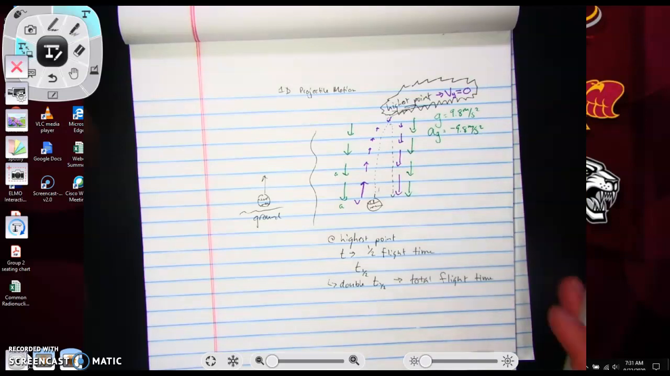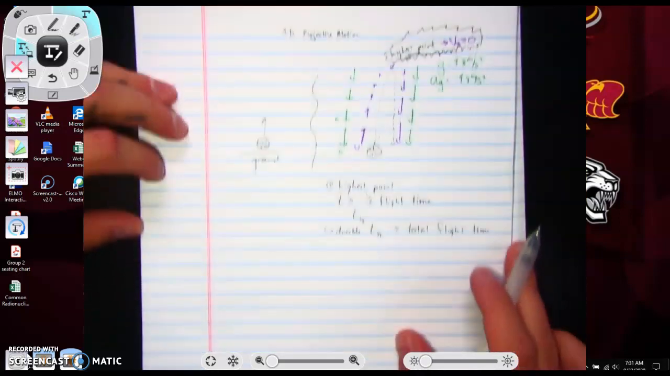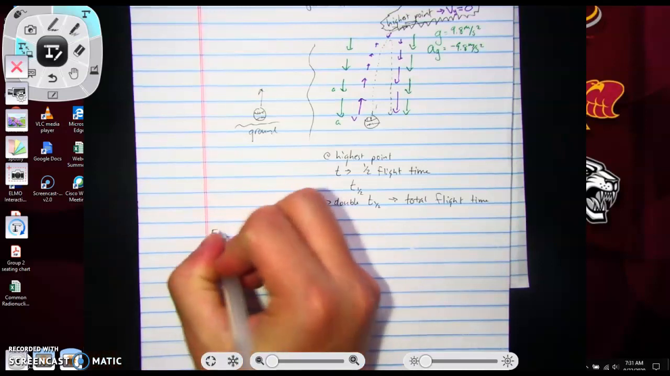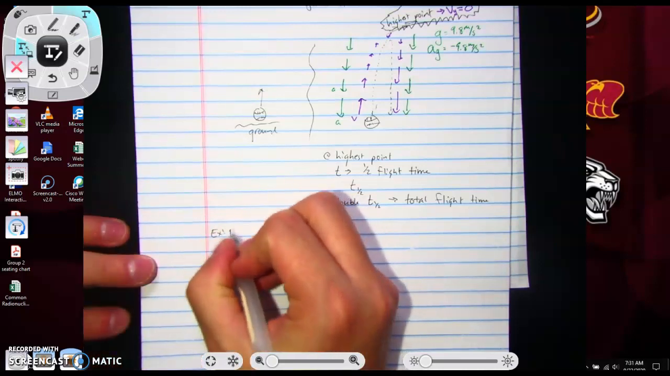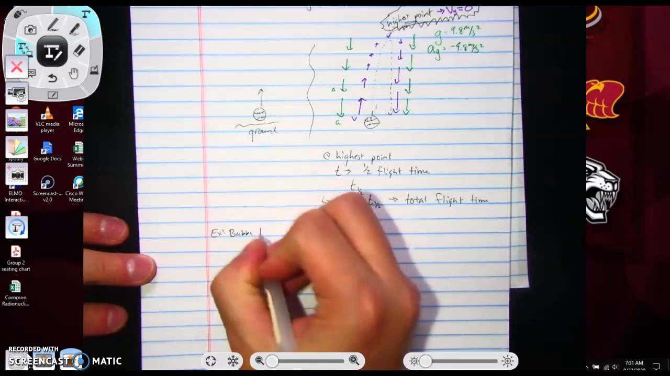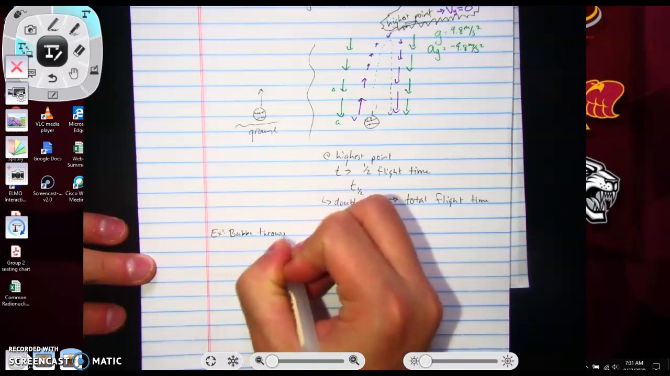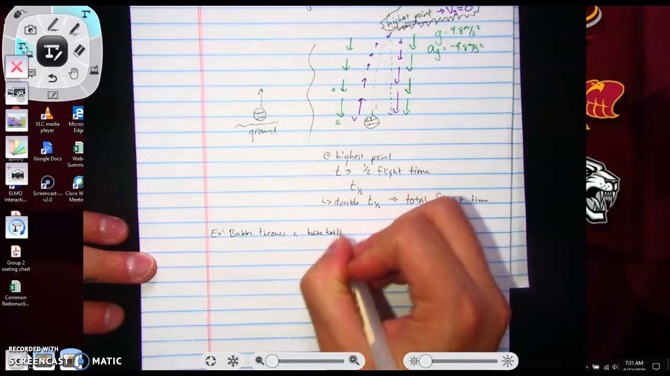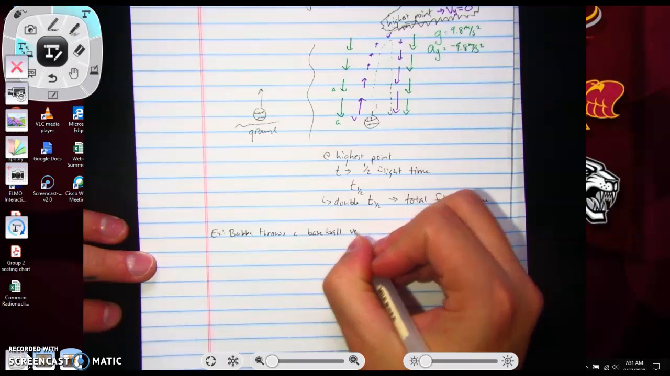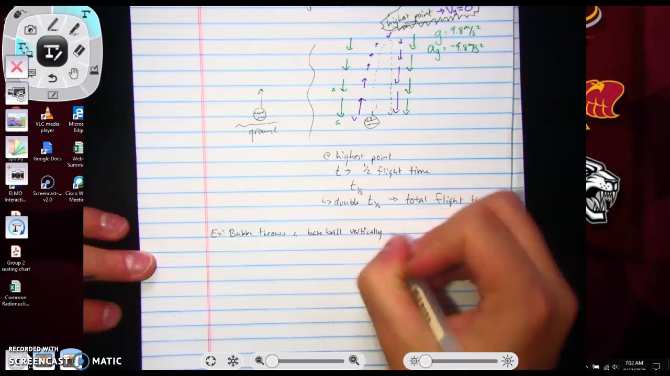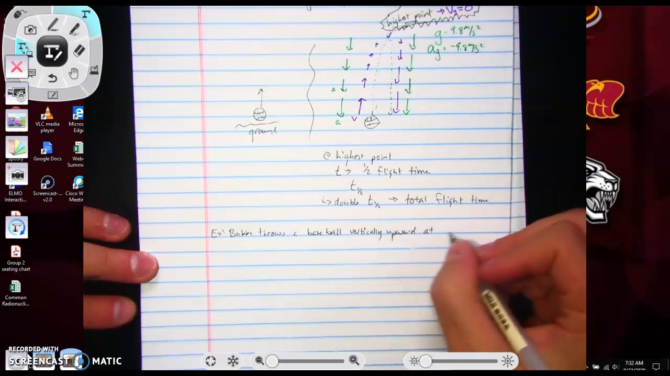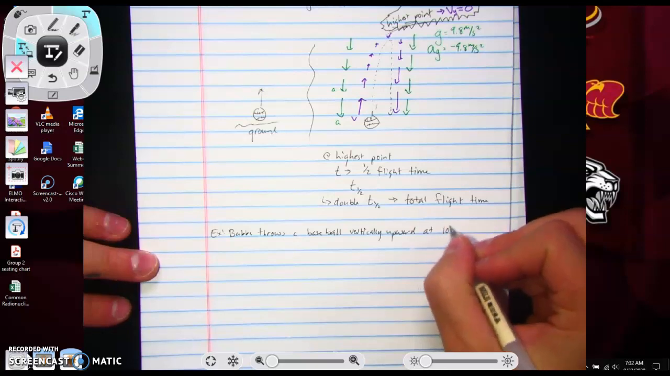So let's take a look at an example, to get a little better idea of this. So example, let's say Bubba throws a baseball vertically upward at 10 meters per second.